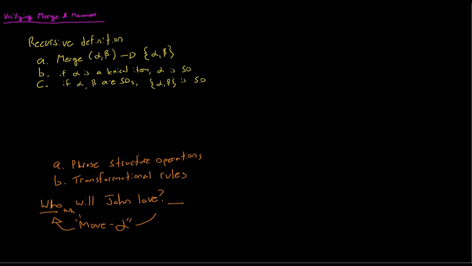In minimalism, however, these two things collapse into one single operation. And what's that operation? Merge. So how is it possible that merge can derive something like WH movement? Well, the answer has to do with this distinction between what's called internal merge, or I-merge, and external merge.